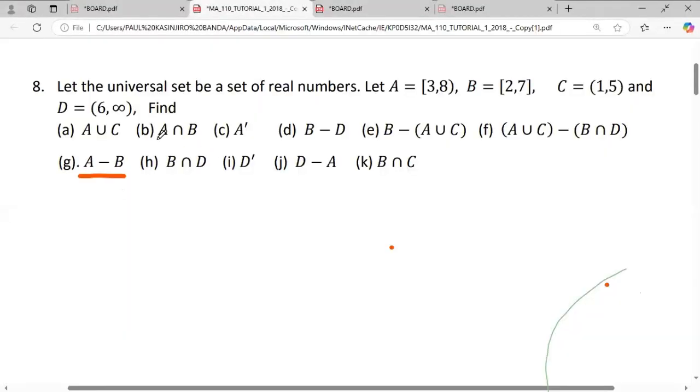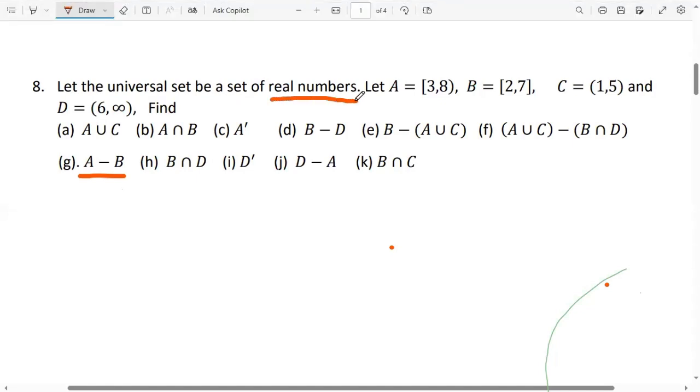Okay, right, so here they're saying, let the universal set be the set of real numbers, okay? So the set of real numbers is a set that starts from minus infinity all the way up to positive infinity. That's the set of real numbers. And then they're saying let A be given by this set, from 3 to 8, where 3 is included in the set, but 8 is not. And then B from 2 to 7, where the 2 and the 7 are both included in the set. And then C, we have 1 to 5, where 1 and 5 are both not included in the set.